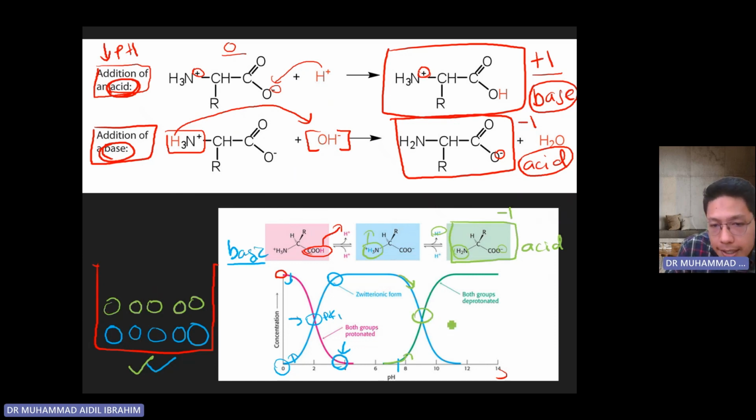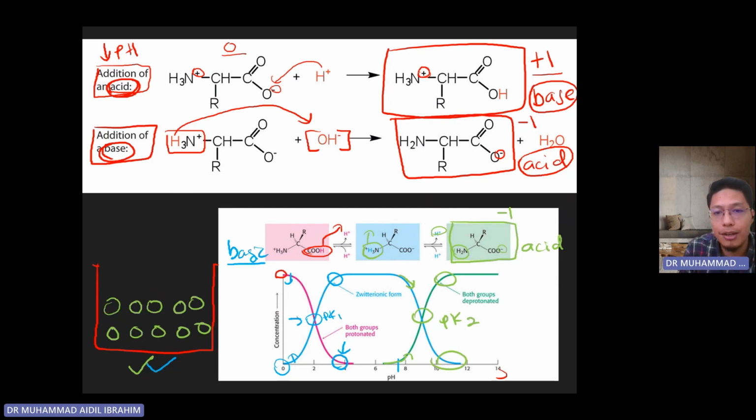Okay, so this is called pK2. You will see pK1 and pK2 later on. There's a formula to calculate the pI. We will touch on pI later on. So as the pH further increases, more and more is being deprotonated. Last but not least, it will become 100% acidic amino acid, and none of them is left as zwitter ion anymore.